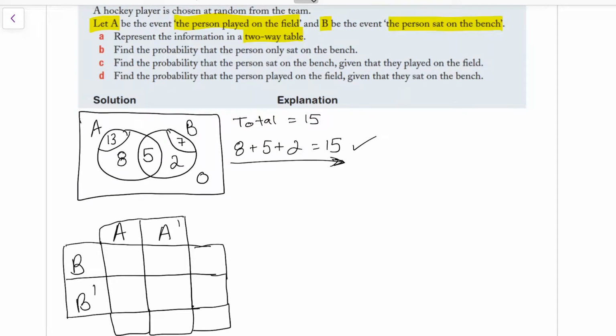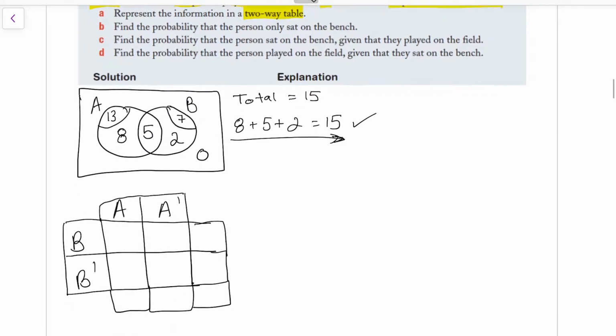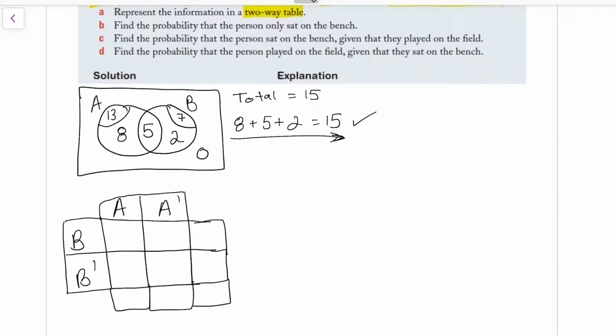Now when I look back to my Venn diagram, it just helps me to put it into the table a little bit easier. So when I've got my intersection, which is my 5 here, that goes there. All right, so my intersection is there. Great. Then I go, well, how many only played in B? Well, that was 2. How many only played in A? Well, that was 8.